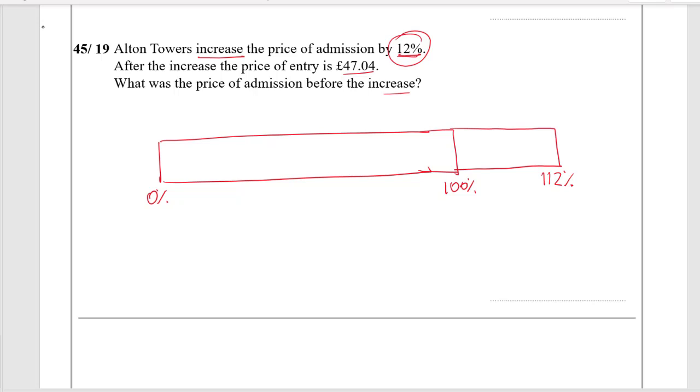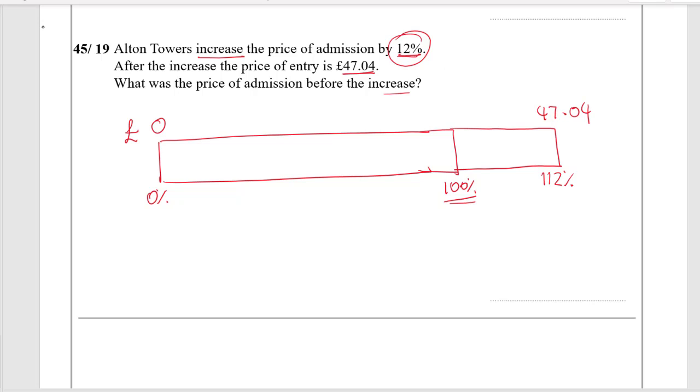Now we know after the increase, the price of entry is £47.04. Over here at the top, we're going to write down the price. So that's £0, 0%. And after the increase, we know the price is £47.04. So 112% is the same as £47.04. Our aim is to get to 100%, the price before the increase. So this is the price before the increase at this point here.